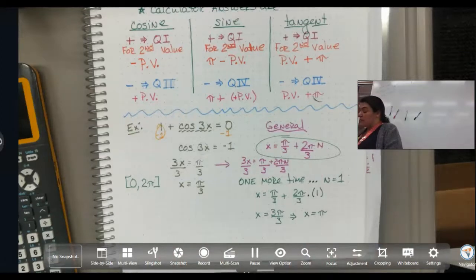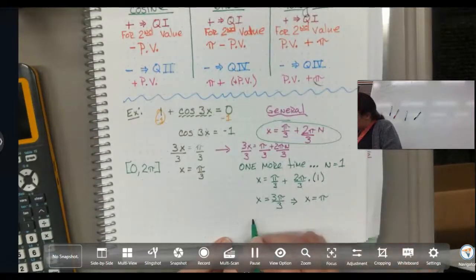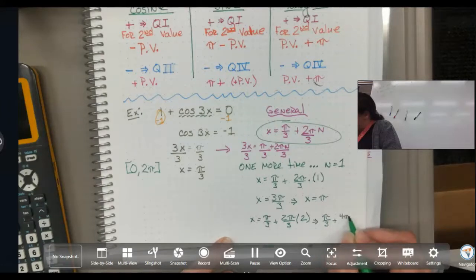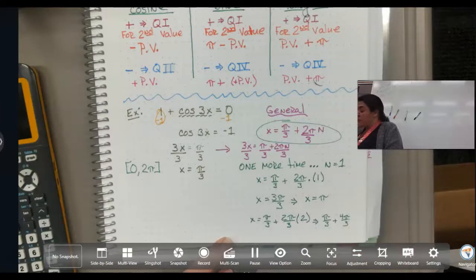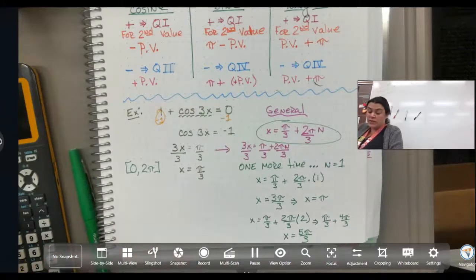Well, that was one time around. What if I wanted one more again? Well, this time I would say that n equals 2. So I would say x equals pi over 3 plus 2 pi over 3 times 2. Well, 2 pi over 3 times 2 is 4 pi over 3, so now I have pi over 3 plus 4 pi over 3. Well, pi over 3 plus 4 pi over 3 is 5 pi over 3. So now I actually have 3 values between 0 and 2 pi where this is true.